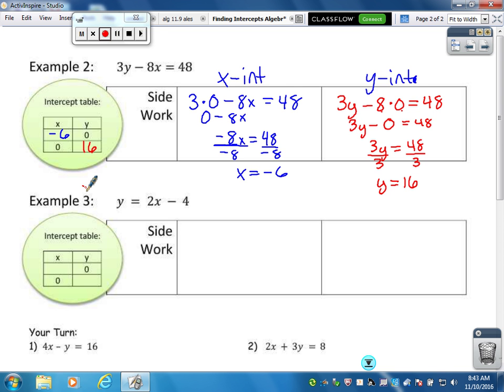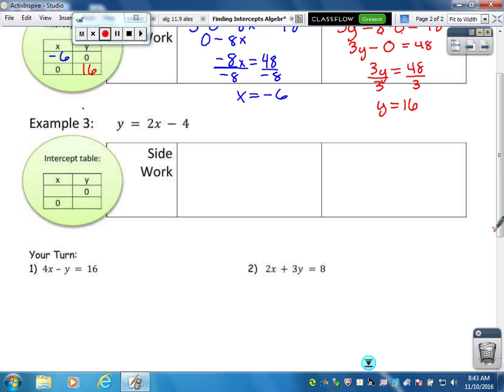So this next one is a little more difficult and a little easier. First, notice it's in slope-intercept form. So y is equal to mx plus b. So that means it actually gave us our y-intercept right at the end there. So I already know my y-intercept is negative 4. It says negative 4 right there. But I'm also going to show you how to solve it with the equation, just in case this pops up and you forget about that.